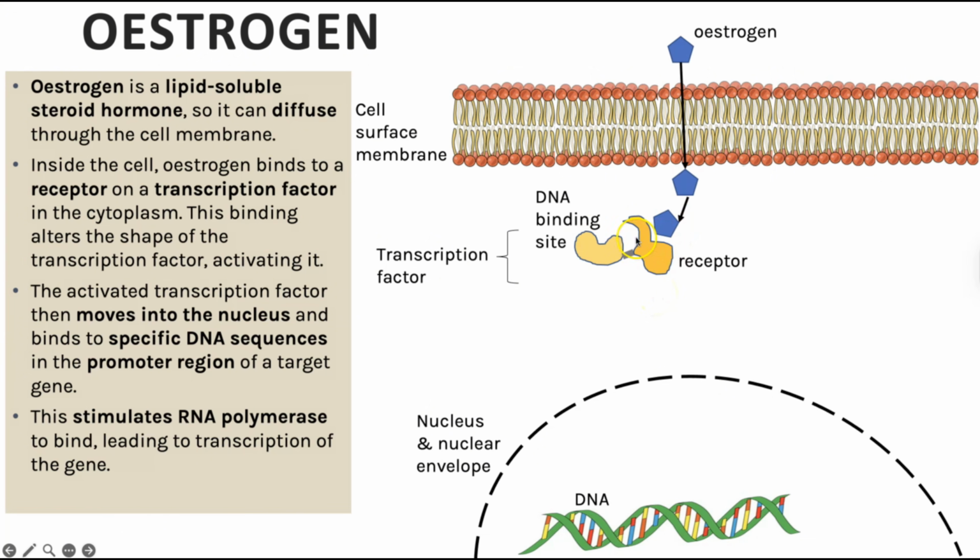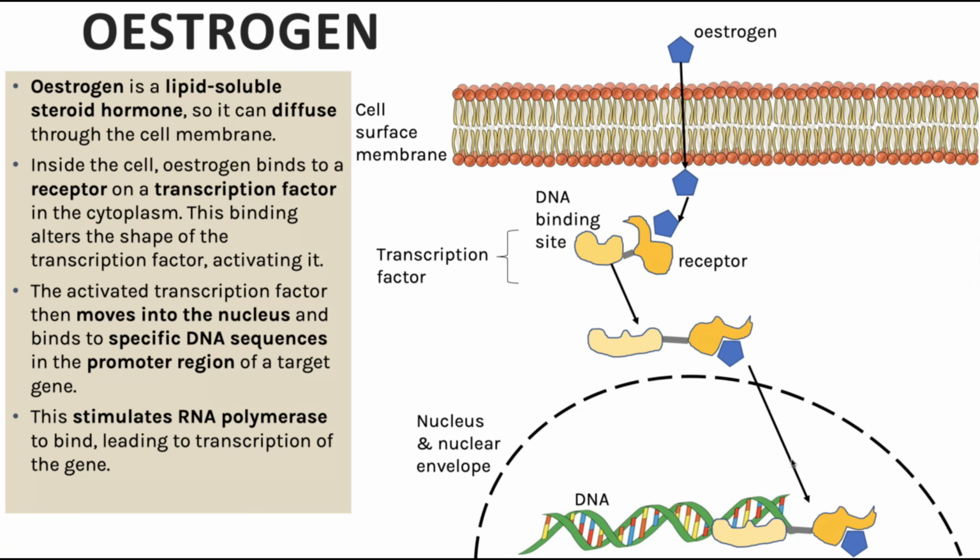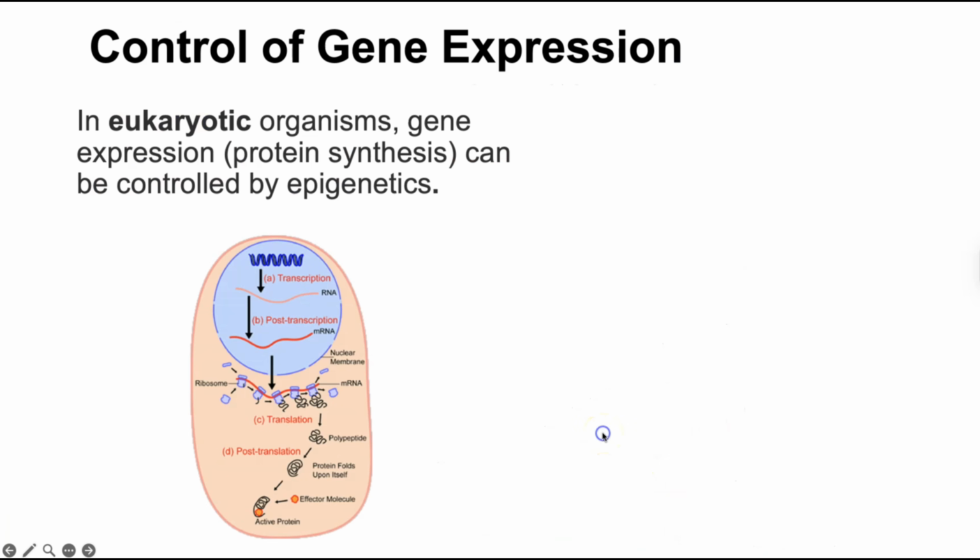And when it does bind, it causes a change in the tertiary structure of that transcription factor. And that change in the tertiary structure changes the DNA binding site so that it is now complementary in shape to a particular sequence of DNA bases. So that activated transcriptional factor moves into the nucleus. It will then bind to the promoter region of a target gene, which has the specific DNA base sequence that it's complementary to. And when it does that, it stimulates the RNA polymerase to bind, and transcription can occur. And then we get our mRNA molecule that can be used in translation.